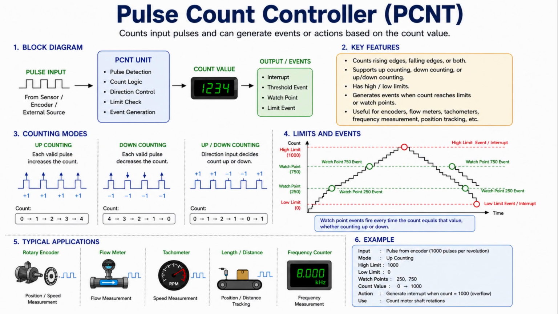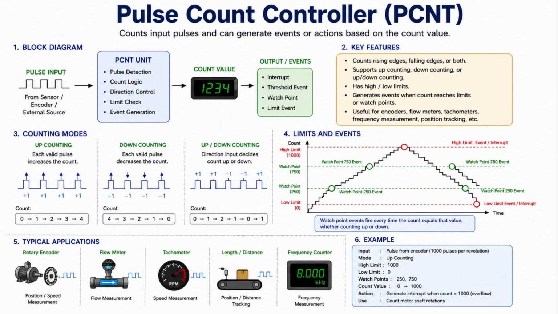Let us start with PCNT. PCNT stands for Pulse Count Controller. Its job is very straightforward. It counts pulses. Imagine we have a rotary encoder. Every time the encoder produces a pulse, the PCNT hardware detects it and updates a counter.